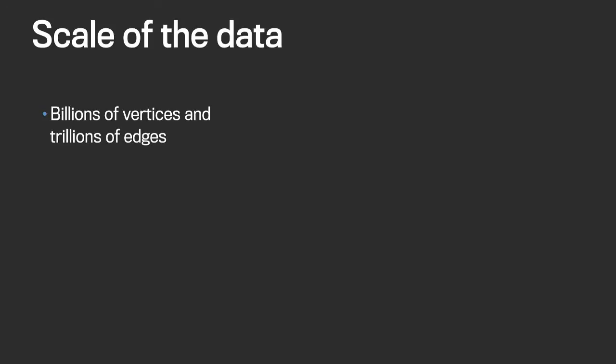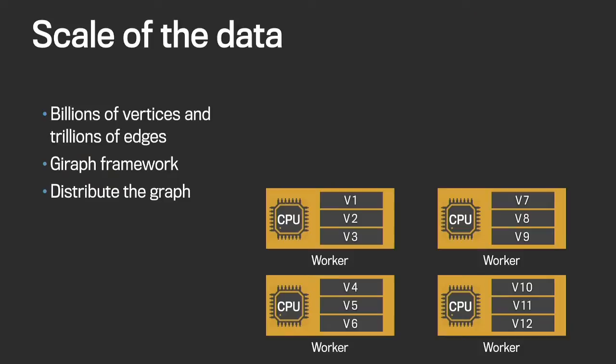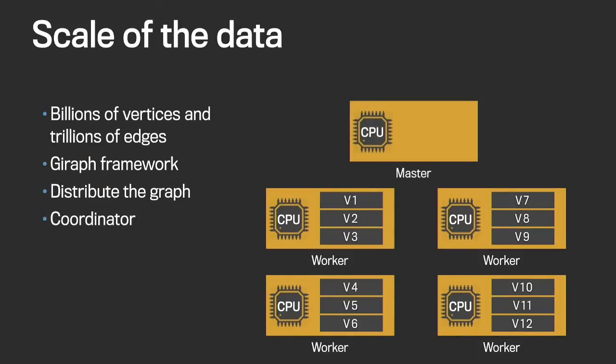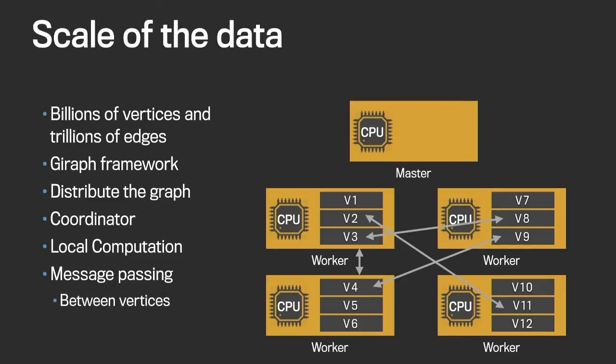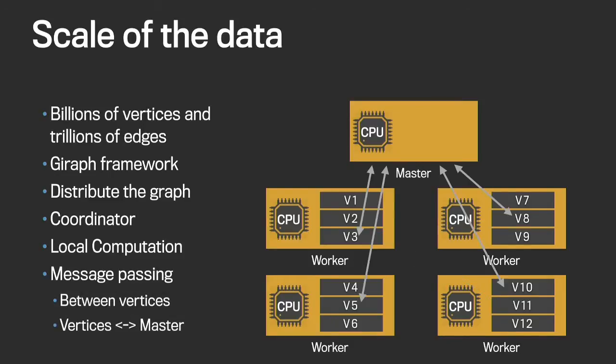So what we need to do is create a distributed algorithm that will scale both the data and the computation. So we are going to use the Giraph framework. This is the graph processing framework the previous speaker talked about. Just to remind ourselves, it basically distributes the graph across the machines. Basically it takes the vertices and assigns them to different machines. It has one particular machine that is a master that is coordinating the whole process. It allows local computation, so each vertex can do a computation based on data it has locally. And it supports message passing. We can send messages between vertices, and we can send messages between vertices and master.